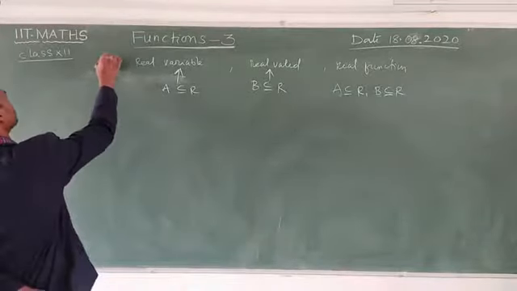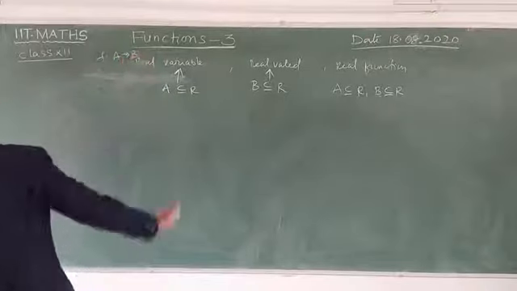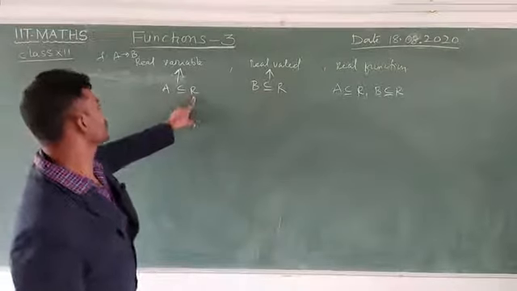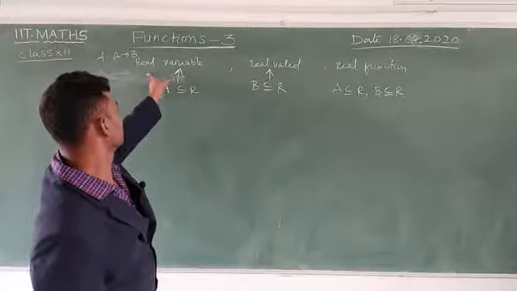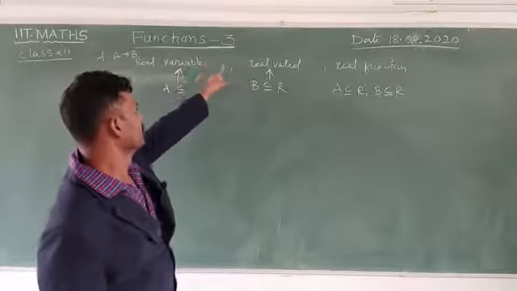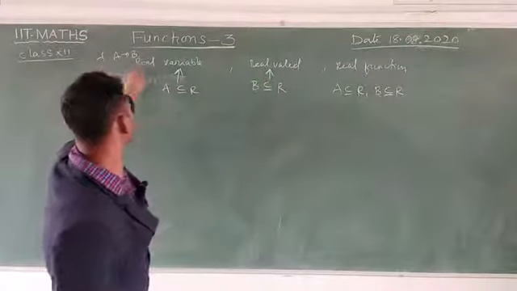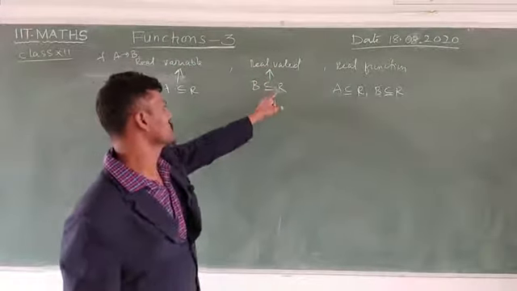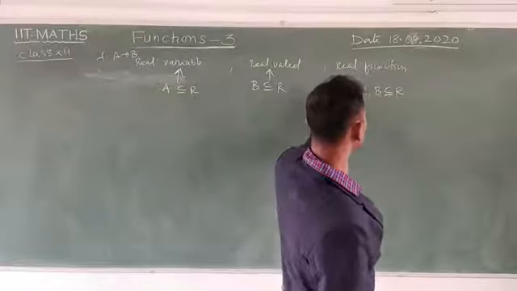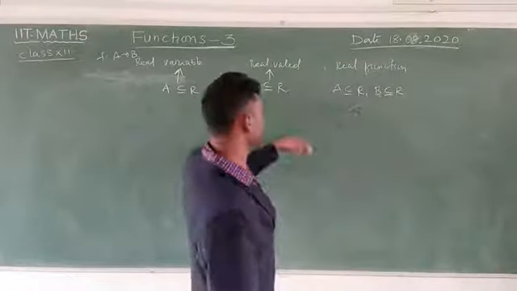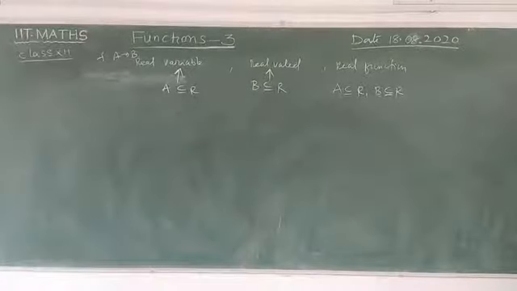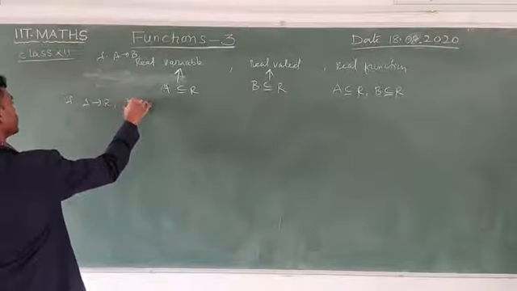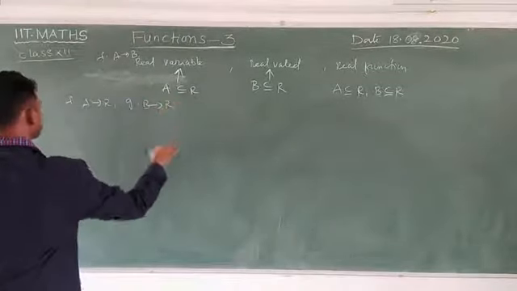Okay, now we have to see some properties. Here f is a mapping from A to B, a function whose domain is a subset of the reals, then it is called a real variable function. And a real valued function means f is a mapping from A to B whose codomain is a subset of the reals. When its domain and codomain are both subsets of the reals, it is called a real function. Now see here, f is a mapping from A to R and g is a mapping from B to R, two functions.